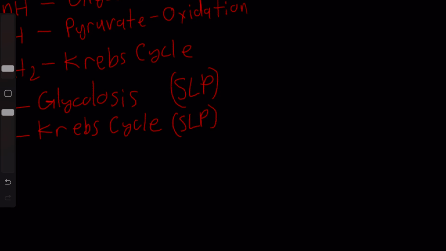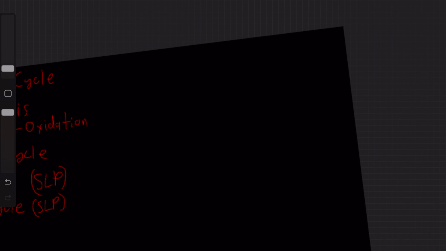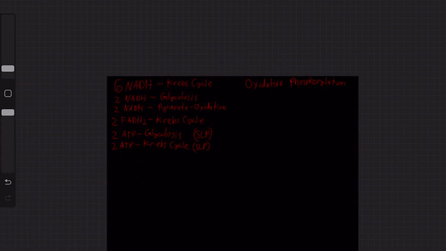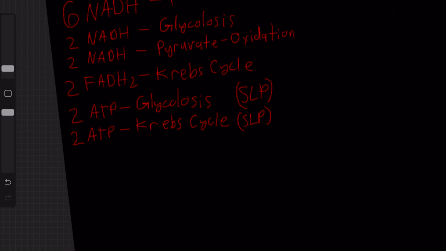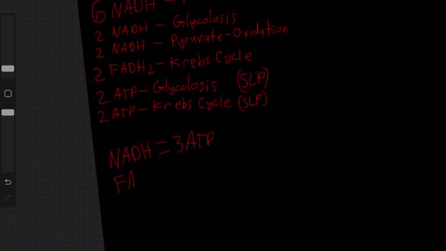The rest of the ATPs will be made with the process oxidative phosphorylation, and we'll talk about that more later. So yeah, that is our net gain. And we also talked about how each NADH equals 3 ATP, and how each FADH2 equals 2 ATP.